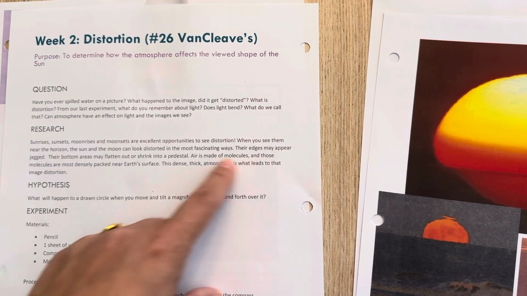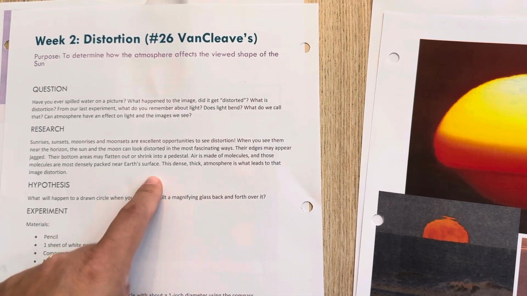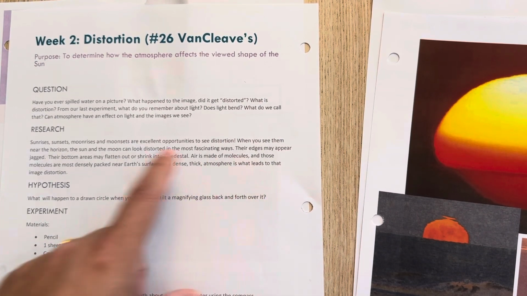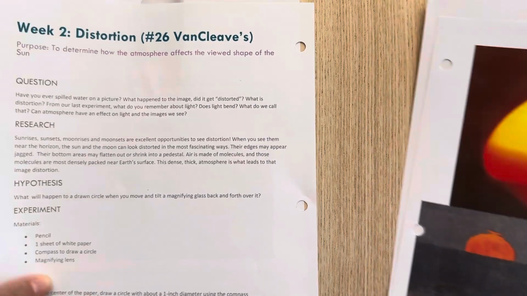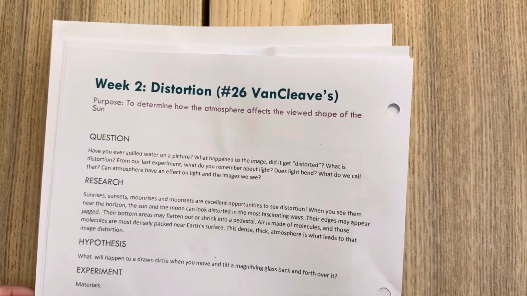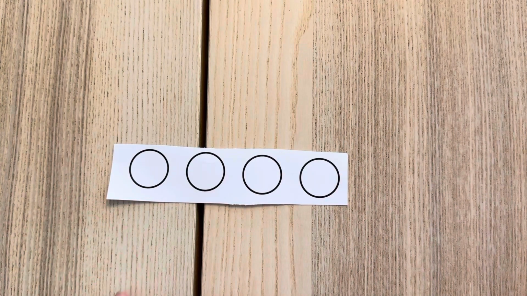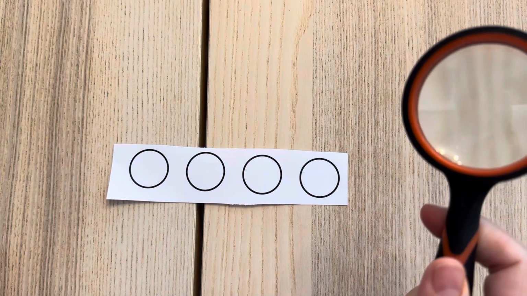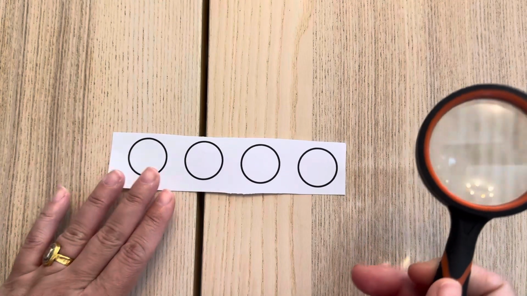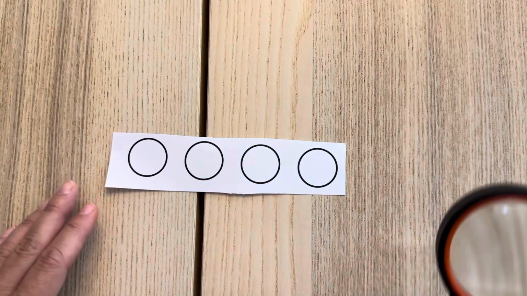Air is made of molecules, and those molecules are most densely packed near Earth's surface. This dense, thick atmosphere is what leads to image distortion. So the hypothesis is, what will happen to a drawn circle when you move and tilt a magnifying glass back and forth? Again, for Kratzer's class, every student will have their own experiment, but every other class will have stations. Every student will have a magnifying glass, I think, or in their stations they'll have two or three to share. I actually need to count that.